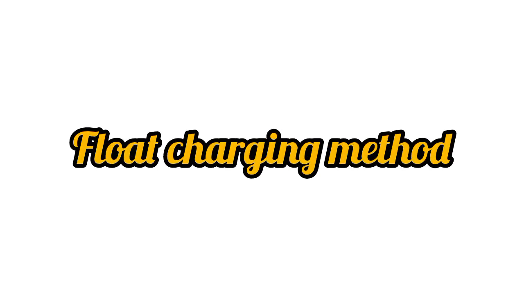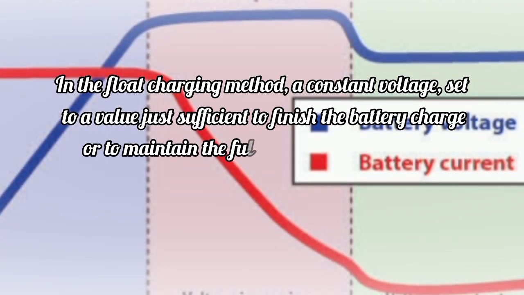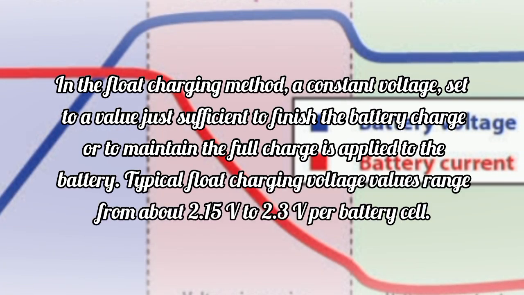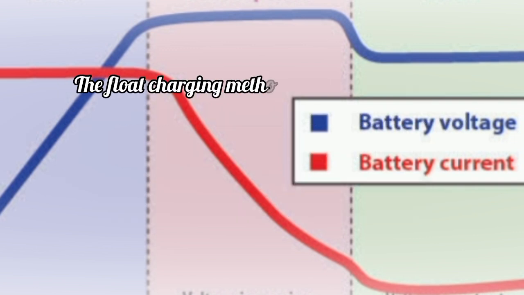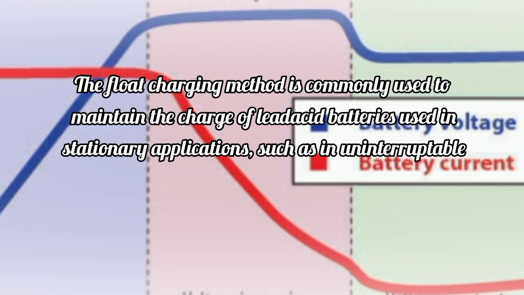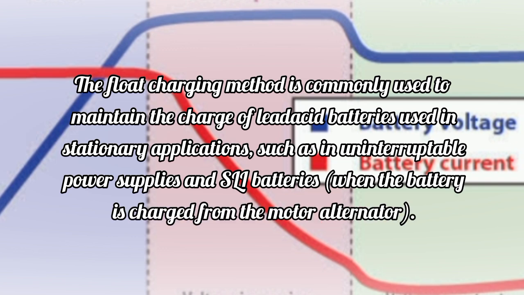Float charging method. In the float charging method, a constant voltage set to a value just sufficient to finish the battery charge or to maintain the full charge is applied to the battery. Typical float charging voltage values range from about 2.15 volt to 2.3 volt per battery cell. The float charging method is commonly used to maintain the charge of lead-acid batteries used in stationary applications, such as in uninterruptible power supplies and SLI batteries, when the battery is charged from the motor alternator.